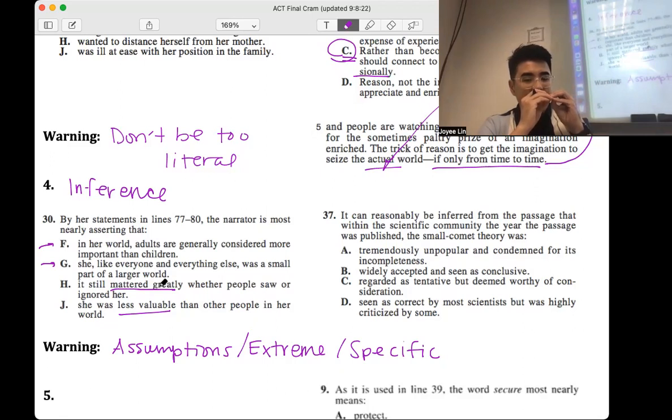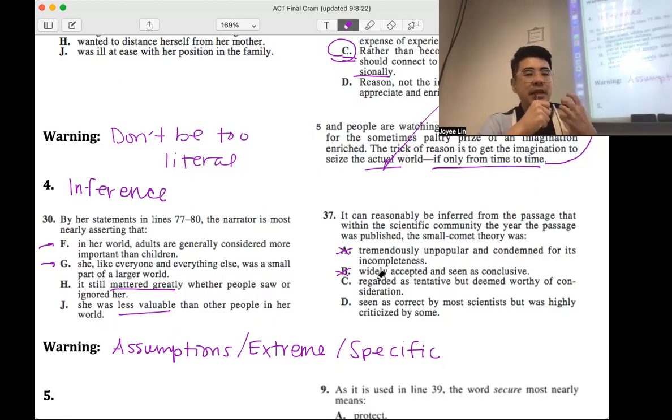What about 37? What can we infer about the small comet theory? What can we get rid of? A and B. A, and then B, right? Seen as conclusive. I don't think any scientists want to say, oh, I see this as conclusive. Then they get made fun of when they're proven wrong.